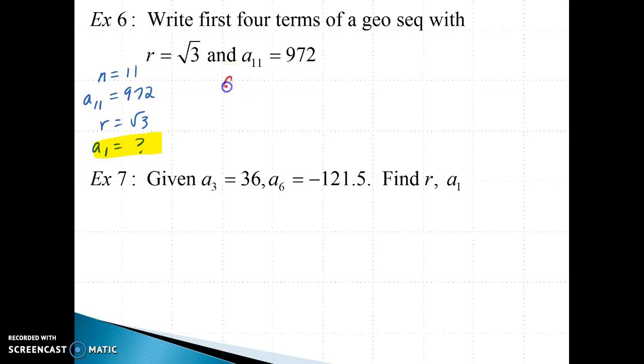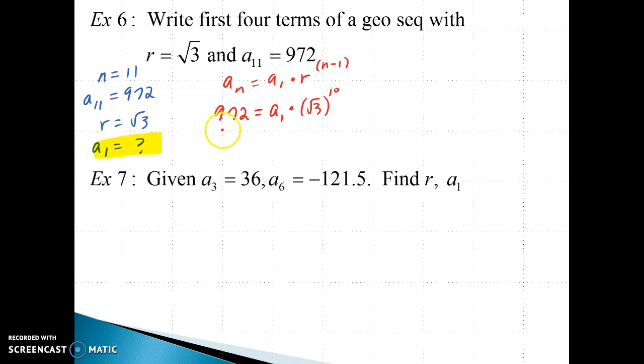So if I start with my equation, a sub n equals a1 times r to the n minus 1 power, I can go ahead and plug in everything that I know. I know that my n value is 11, so a sub n is a sub 11. So I can say 972 equals a1 times root 3 raised to the power of 10. Now you might be wondering, how the heck am I going to do root 3 to the power of 10? Well, good news, we have our calculator.